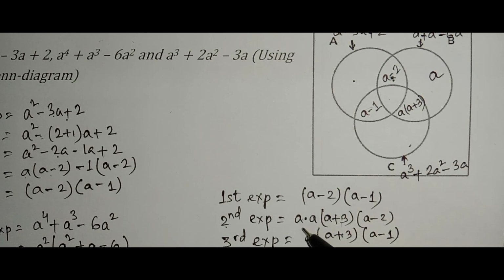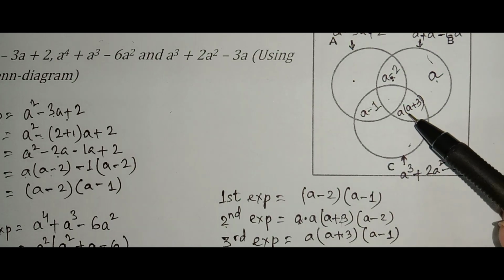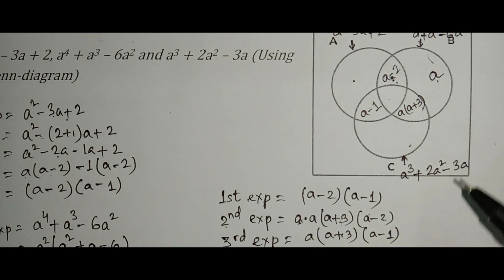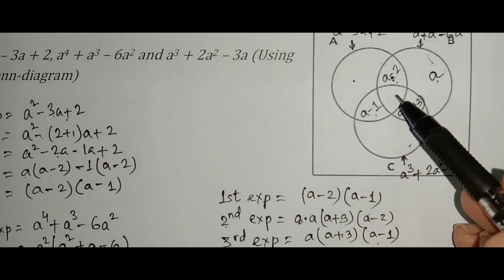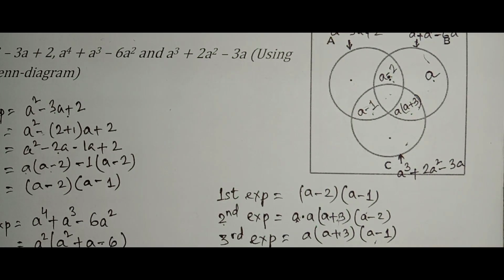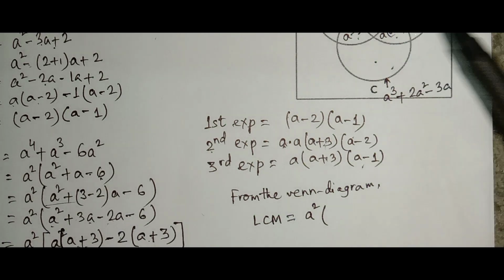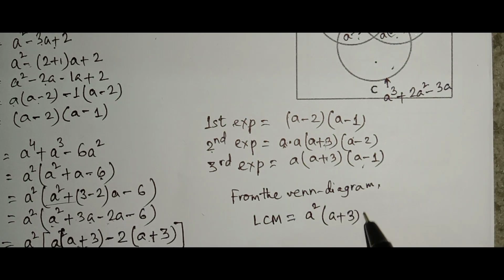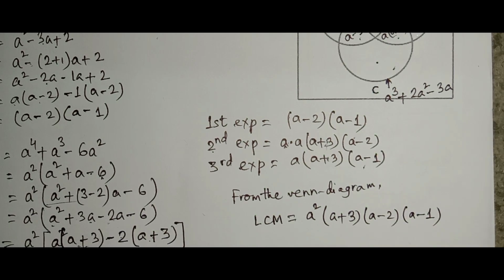Now in the second, I have a, another a plus 3, and another a minus 2. So that's finished. Now in the third expression, I have a times a plus 3 and a minus 1. So here, here, and here, we have only 1, so it is not going to change the value. Now from this Venn diagram, the LCM is a times a, that is a square, times the common factors a plus 3, a minus 2, and a minus 1. So this is our answer.